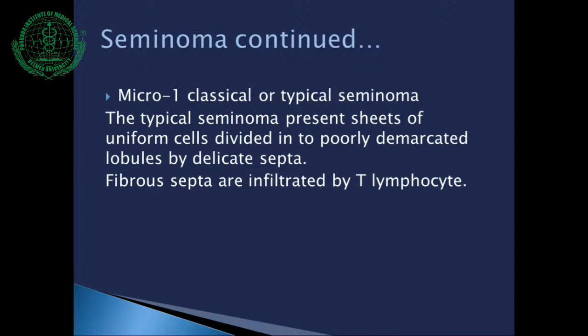Microscopically, it shows the presence of sheets of cells, and these sheets or nests of cells are separated by thin fibrous septa. The fibrous septa are infiltrated by lymphocytes, mainly T lymphocytes.